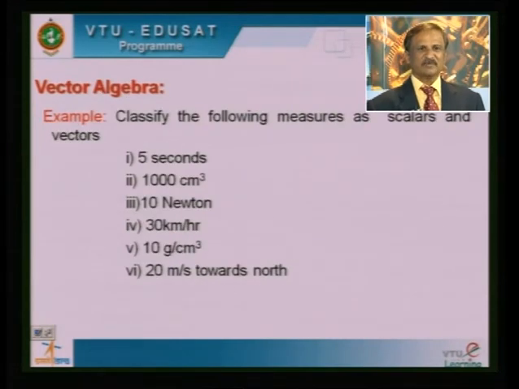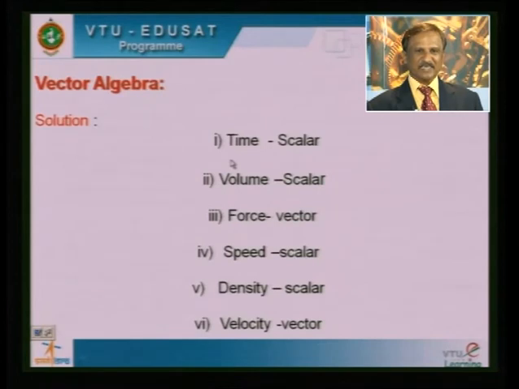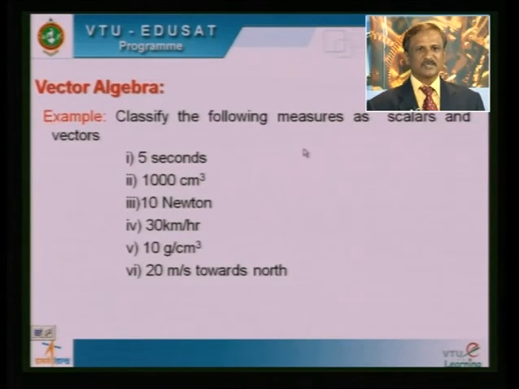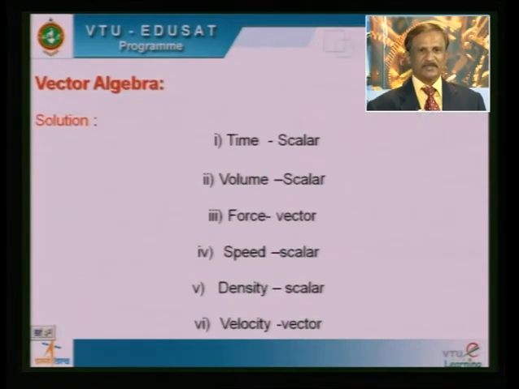So the first one is 5 seconds. 5 seconds is a time. You may call it a scalar. And the second one, they have given 1000 centimeter cube. Centimeter cube is a unit. Suppose I ask you to find the volume of a particular cube, or the volume of a room, you will find some number, and we express the number in centimeter cube, or in meter cube. That number represents a volume. So volume is a scalar.